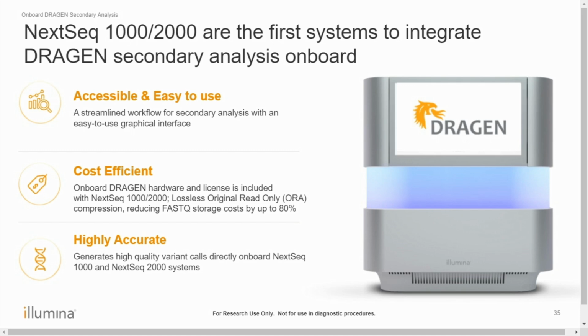It's cost-efficient. Onboard DRAGEN hardware and license is included with the NextSeq 1000-2000 system, so you don't have to pay for analysis that you do on board the sequencer, and there are no additional hardware costs. It comes with DRAGEN original read-only compression, which reduces FASTQ file size, storage, and energy costs by up to 80%, all without loss of data. And it's highly accurate. It generates high-quality variants directly on board NextSeq 1000 and 2000 systems.